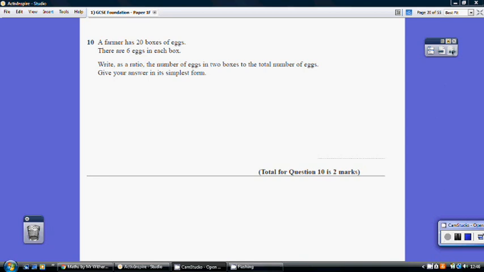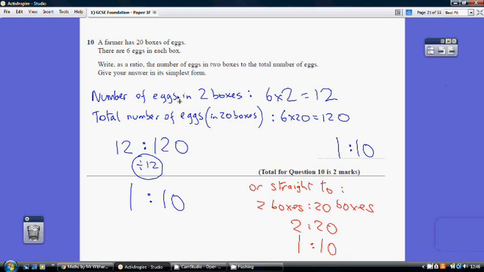Question 10. So the number of eggs in 2 boxes is going to be 6 times 2, which is 12. The total number of eggs in the 20 boxes is going to be 6 times 20, which is 120. So if we're comparing eggs, we could say we've got 12 to 120. To simplify this, we divide both sides by 12, which is 1 to 10.